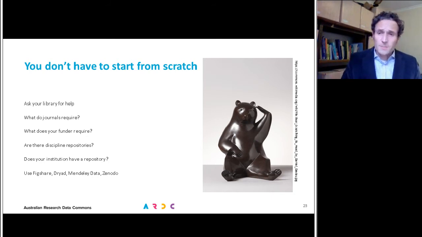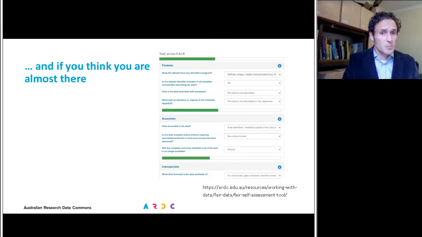Other things to think about is have a look at if there's a journal in which you would like to publish your data. Have a look at what the requirements are from the journal. Do they have a data availability policy? Do they already specify particular repositories in which you should publish your data? Maybe have a chat to your funder. Does your funder have any specific requirements? And have a look if there are any requirements there.